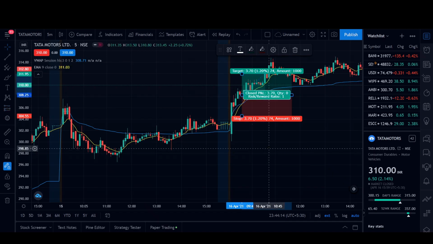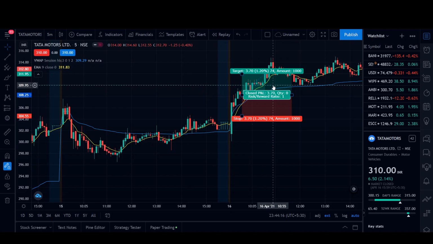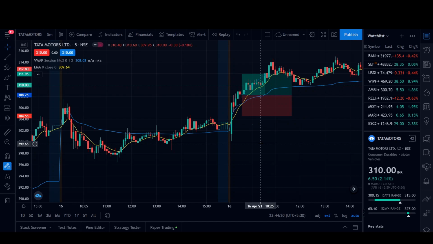So what our target is going to be and what our stop loss is going to be is very crucial in intraday trading strategies. We have to keep both. All right, keep a target and keep a stop loss and follow it religiously.